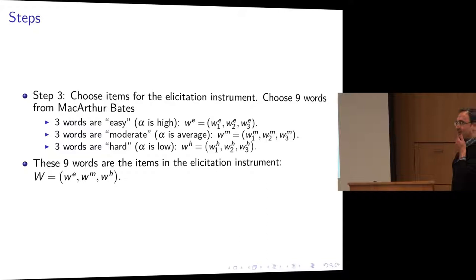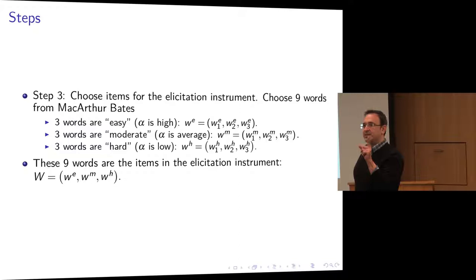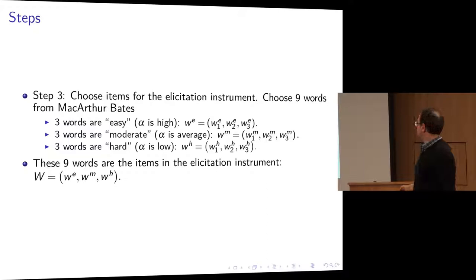So I'm going to choose 3 words that are easy, being alpha is high, 3 words that are moderate difficulty, alpha is average, 3 words that are hard, alpha is actually low, and these are the 9 words I'm going to use in my elicitation instrument. So I'm going to say, for a given scenario of H0 and X, at what age will they learn these 3 words? At what age will they learn these medium difficulty words? At what age will they learn the hard words? Okay. Then I'm going to say, now let me change the scenarios for you. And I'm going to ask them again the same types of questions.